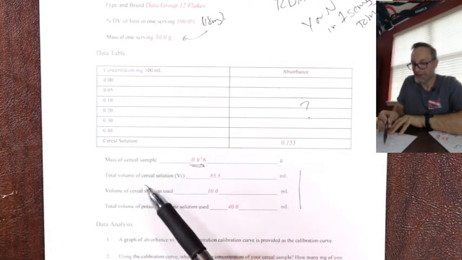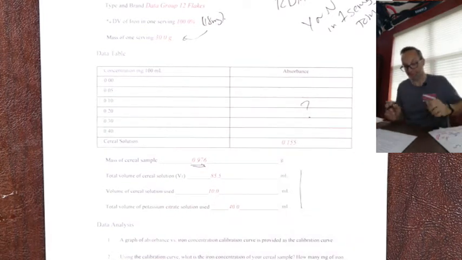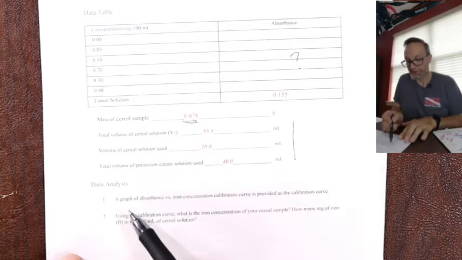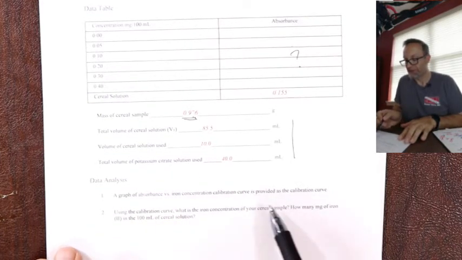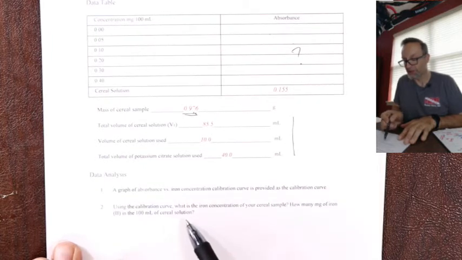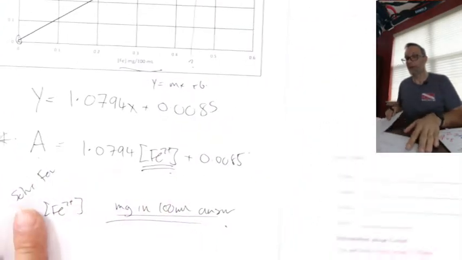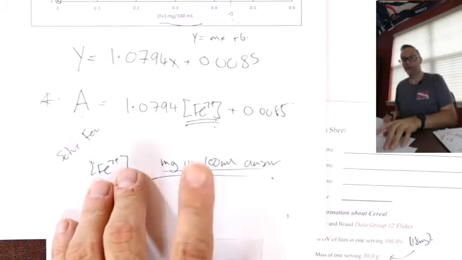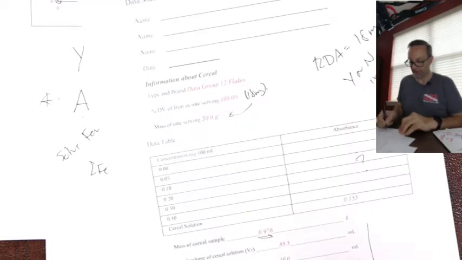I'll talk about the math as we go through, okay? So let's look at your data analysis, all right? So, first things first, a graph of absorption versus iron concentration is provided as a calibration curve. Use the calibration curve. What's the iron concentration for your sample? All right, so we just talked about that. Do this math here, okay, and find out how many milligrams are in your sample, all right? Okay, check. Okay, graph.